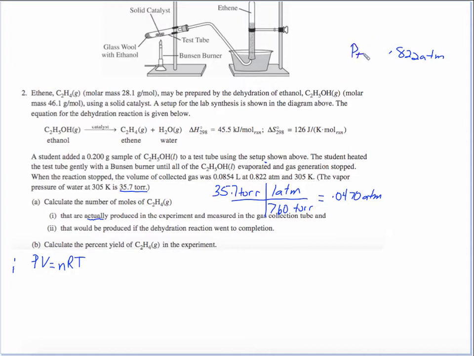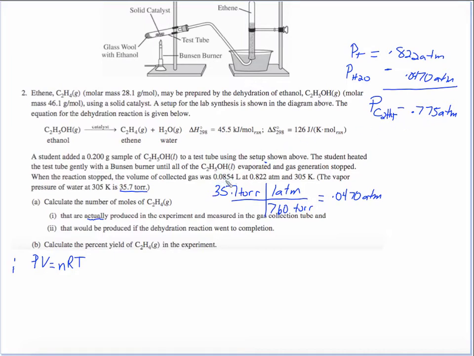Okay, that's the vapor pressure of water in atmospheres. Up here is the total pressure. You have to subtract the water vapor pressure, 0.0470 atmospheres. What that's going to tell you is the pressure of the ethene that you collected, and that's what you want. So we can plug that pressure into P right here, and if you do the math there, you get 0.775 atmospheres.